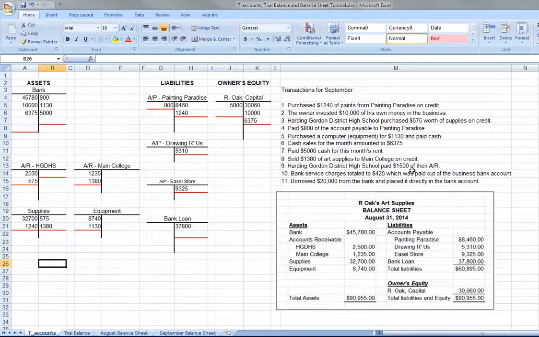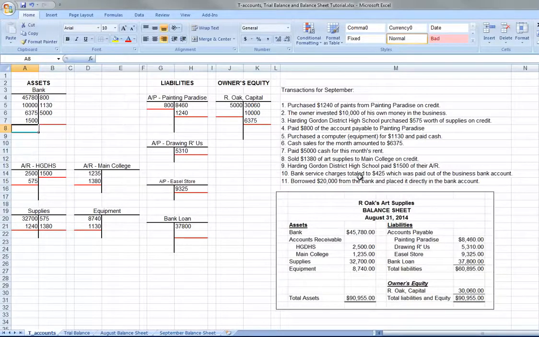Harding-Gordon District High School paid $1,500 of their accounts receivable. So they owe the company a certain amount of money. And so they owe the $2,500 and the $575. So they're paying off $1,500 of that. So the accounts receivable is going to go down $1,500. And to balance that, you see they're giving our Oaks Art Supplies $1,500, which is going to go in the bank account. So we'll put $1,500 there. So again, here's the balancing thing. One asset went down $1,500, another asset went up $1,500.